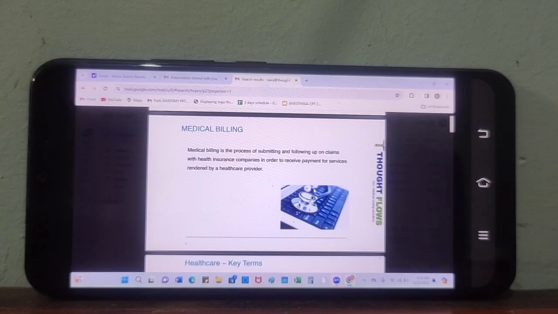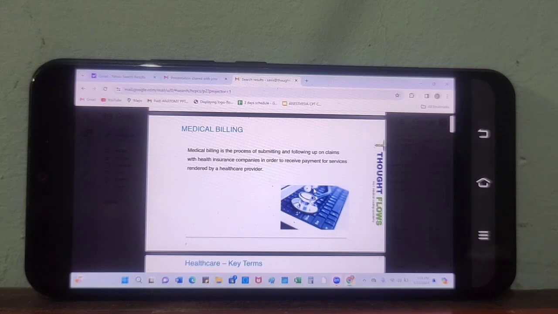So what is the meaning of billing? Billing is a process of submitting the healthcare provider's document and following the claim, to help the provider receive the payment from the insurance company. Billing is a process of submitting and following the claim. Why? To receive the payment from the insurance company.